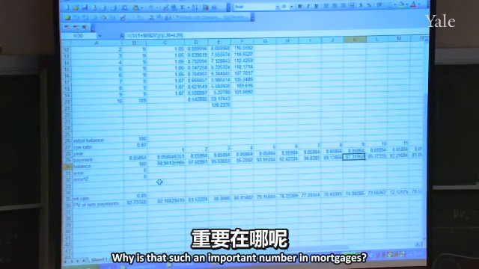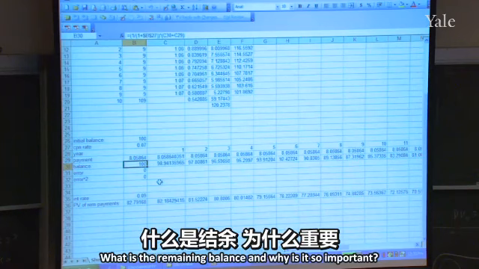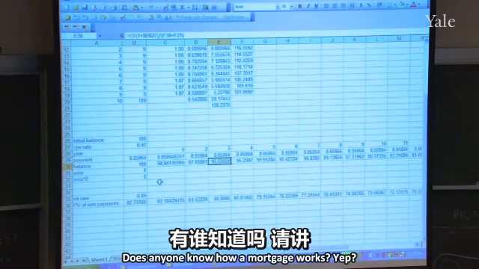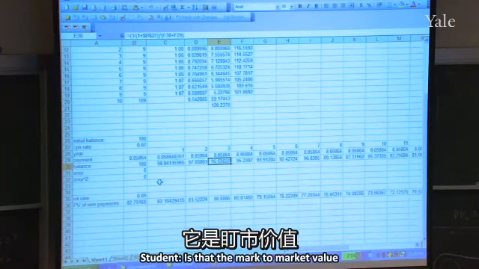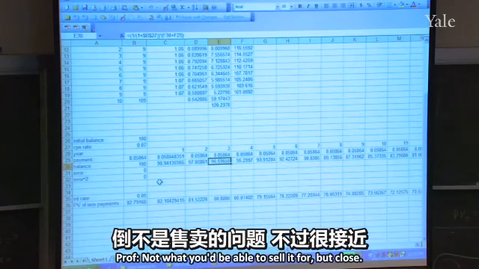Why is that such an important number in mortgages? This will play a very key role in the rest of the course. What is the remaining balance and why is it so important? Does anyone know how a mortgage works? Yep. Is that the mark-to-market value, or just whatever you'd be able to sell that mortgage for to someone? Okay, not what you'd be able to sell it for, but a little bit, but close.